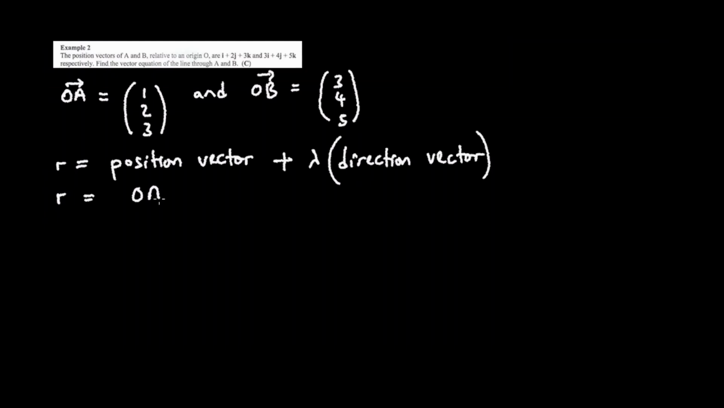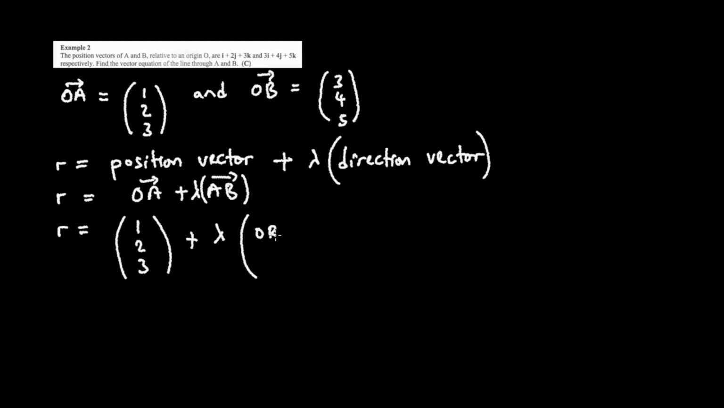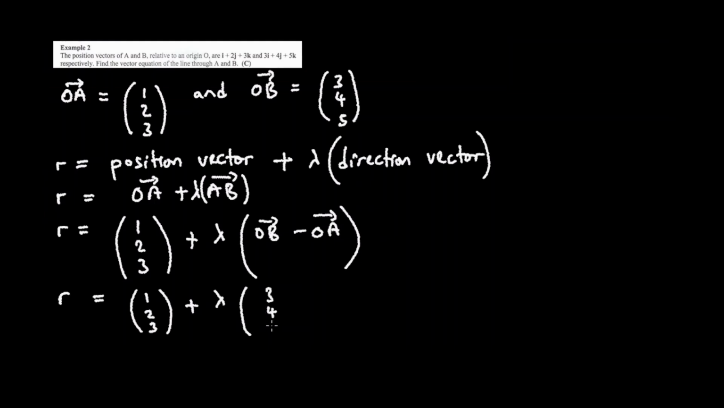So r is equal to OA plus AB ndio inenge direction vector yedu, not forgetting that this should be multiplied by lambda. Saka r is equals to, what is OA? (1, 2, 3) plus lambda, what is AB? OB subtracting OA, destination minus source. Saka eventually r is equal to (1, 2, 3) plus lambda, OB ndiyo (3, 4, 5) subtracting OA ndiyo (1, 2, 3).